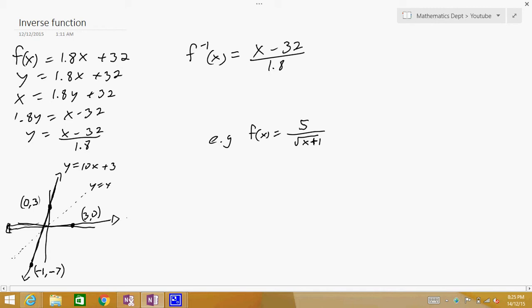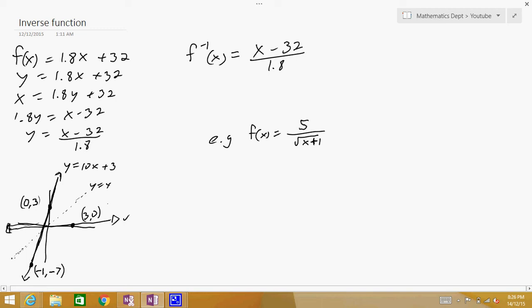And now we could just try to figure out what the equation of this line is to figure out what the inverse function is. Also, something that's interesting to know, if we painted this line, y equals 10x plus 3, and then we folded the piece of paper along the line y equals x, where the paint would land would be on the inverse function.